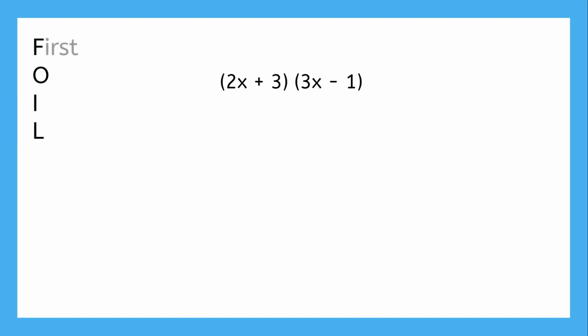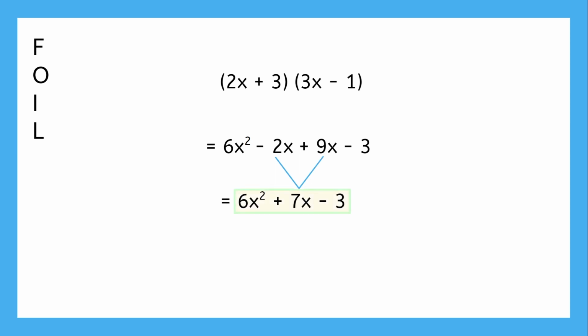F is for first. We multiply the first term of each binomial, 2x times 3x. O is for outer. Multiply the two outermost terms. I is for inner. Multiply the two innermost terms. And finally, L is for last. Multiply the last term of each binomial. The last thing to do, if necessary, and it is necessary for this example, is combining like terms. So 2x plus 3 times 3x minus 1 is 6x squared plus 7x minus 3.